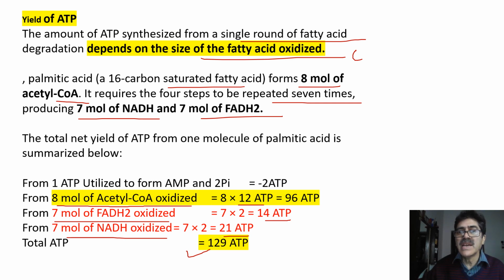acid oxidation taking place at the beta carbon atom. This is beta oxidation. Thank you.